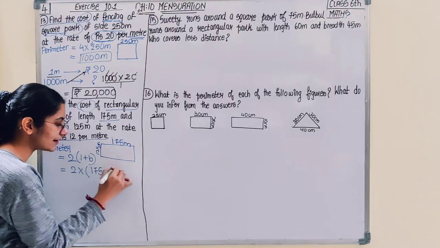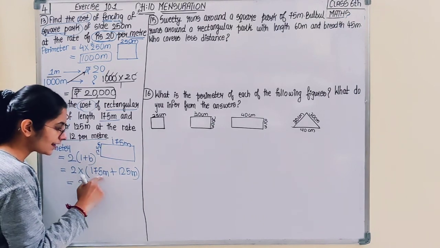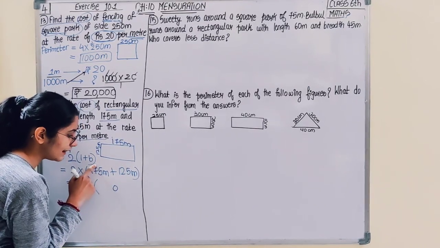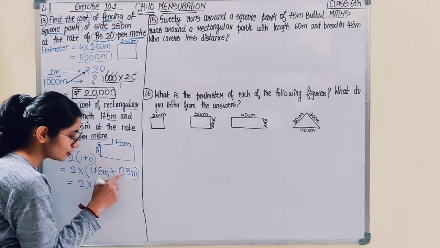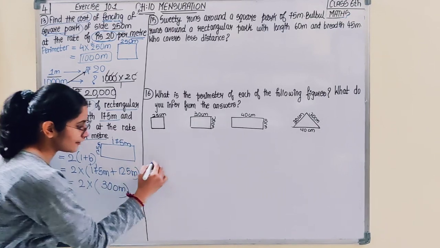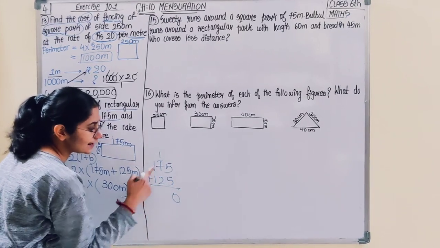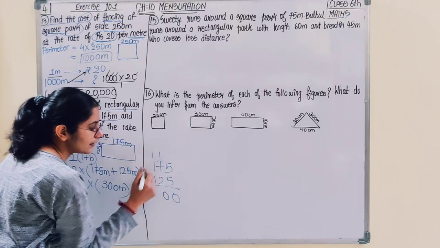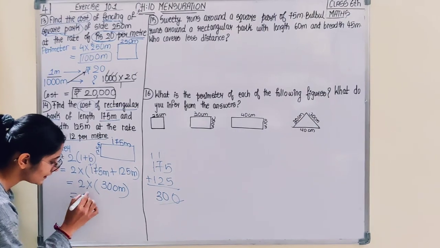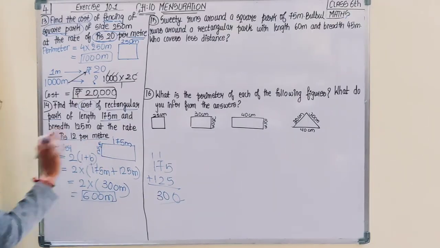175 meter. What is the breadth? 125 meter. So that equals 2 into (175 plus 125). 5 plus 5, 10; 7 plus 1, 8, plus 2, 10; 1, 2, 3. 300 meter. 2 into 3, 6, number of zeros, 2. So 600 meter is the perimeter of this rectangular park.